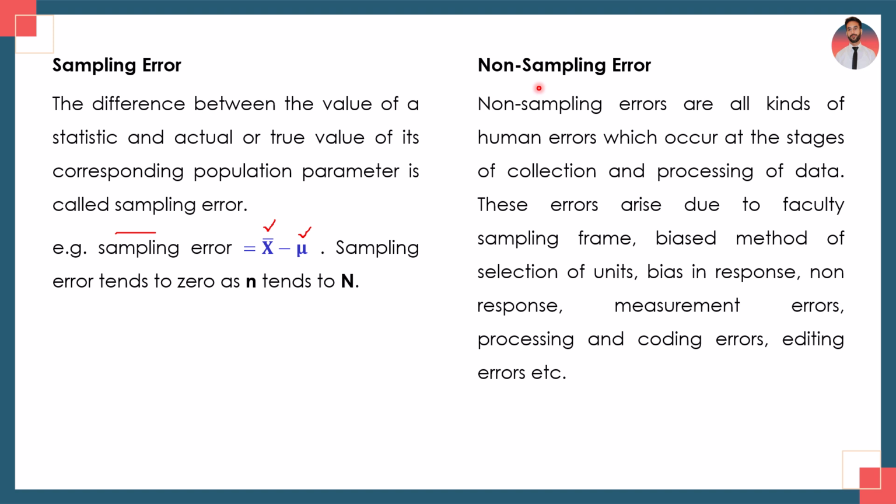On the right-hand side, I will explain non-sampling error. Non-sampling errors are all kinds of human errors which occur at the stages of collection and processing of data. These errors arise due to faulty sampling frame, biased methods of selection of units, bias in response, non-response, measurement error, processing and coding error, editing error, etc.